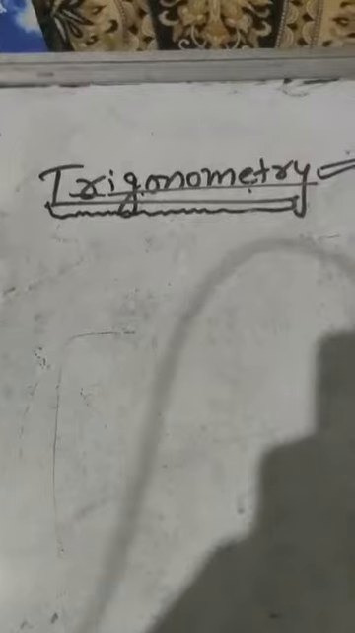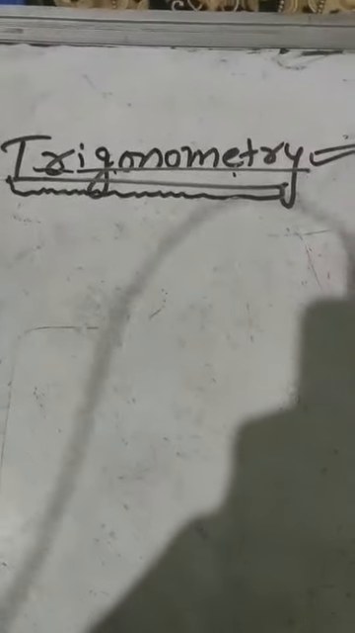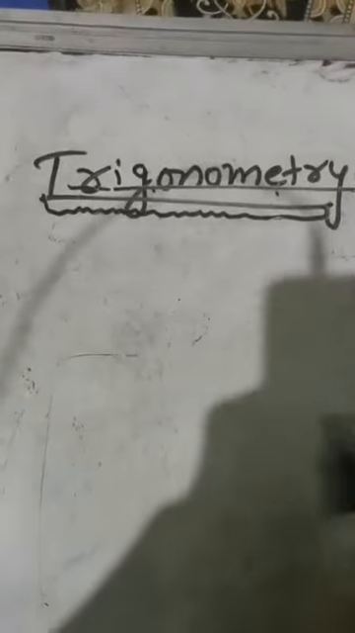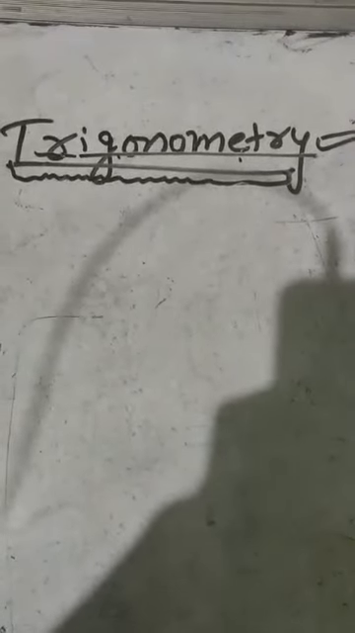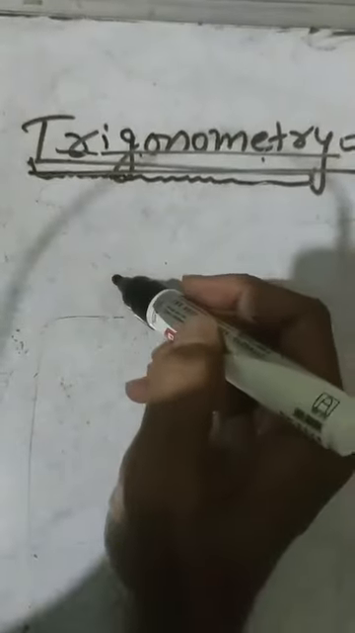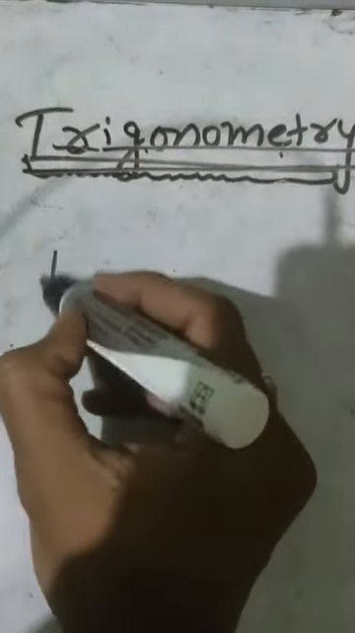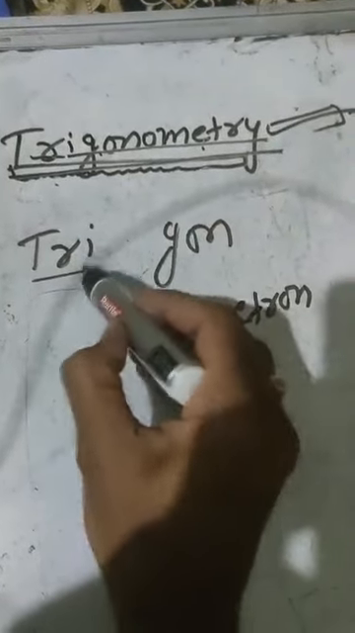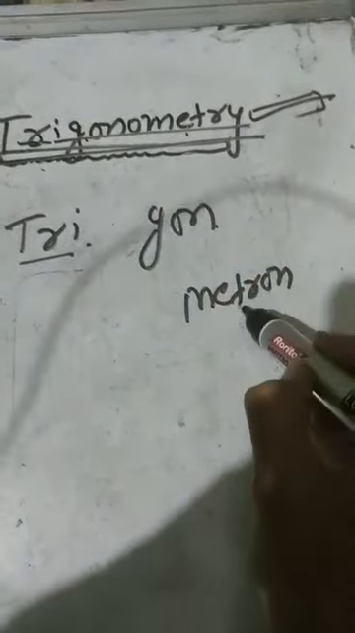In this session, we discuss one of the important topics in 10th standard maths, that is trigonometry. First, we discuss what trigonometry is. Trigonometry is a Greek word. It can be split up like that: trigonometron. Trigonometry can be split into two words, trigon and metron.